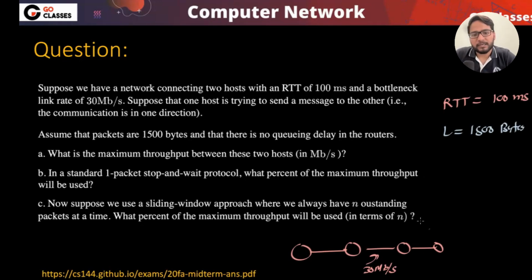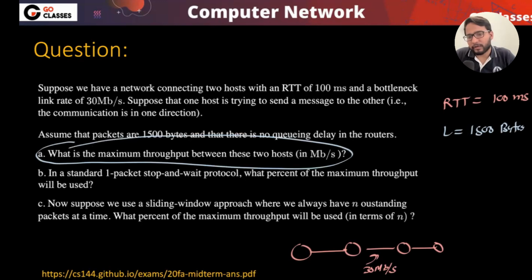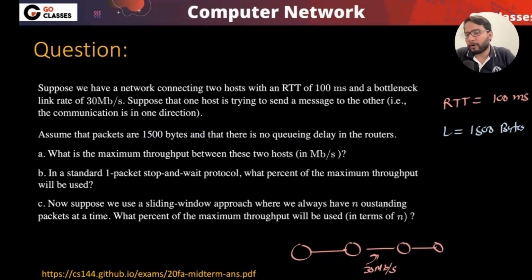Maximum throughput is basically nothing but the bottleneck bandwidth, right? Irrespective of the protocol, don't worry about the protocol, they have not asked you about any protocol. Whatever you want to do, what is the maximum throughput that you can achieve? It is the bottleneck bandwidth, or the bandwidth if it is just one link. Can you tell me what is the answer here? It will be 30 megabits per second. Now they're asking about stop and wait. So in standard one-packet stop and wait, what is the percentage of maximum throughput that will be used?